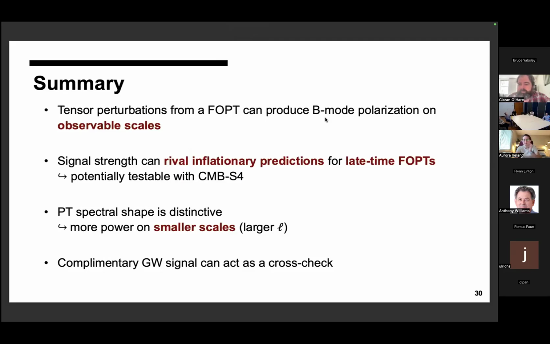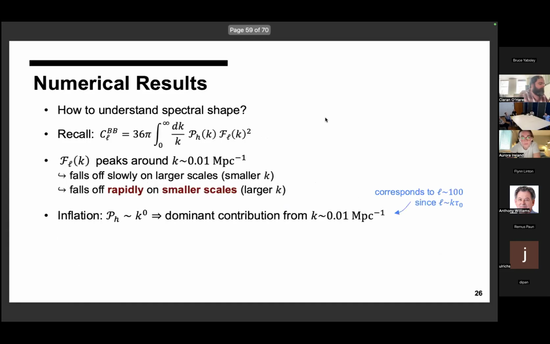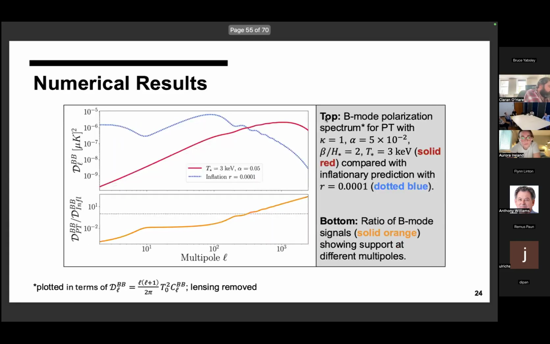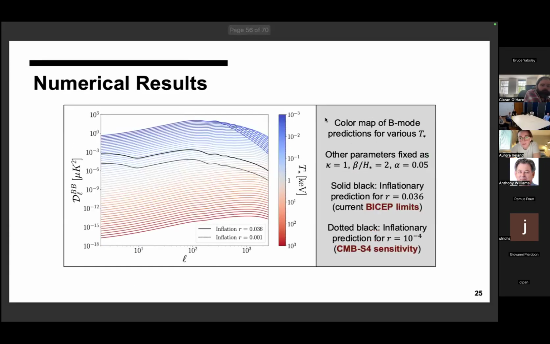Can I ask one question? Yeah. Can you go back to the numerical results where you showed that plot? You had those colorful plots. Yeah, the one on the next slide, I think. This one? Yeah, this one. So what I'm wondering is, to which range of temperatures or T star are you sensitive now with the CMB for the phase transitions? What's the ballpark of T star?